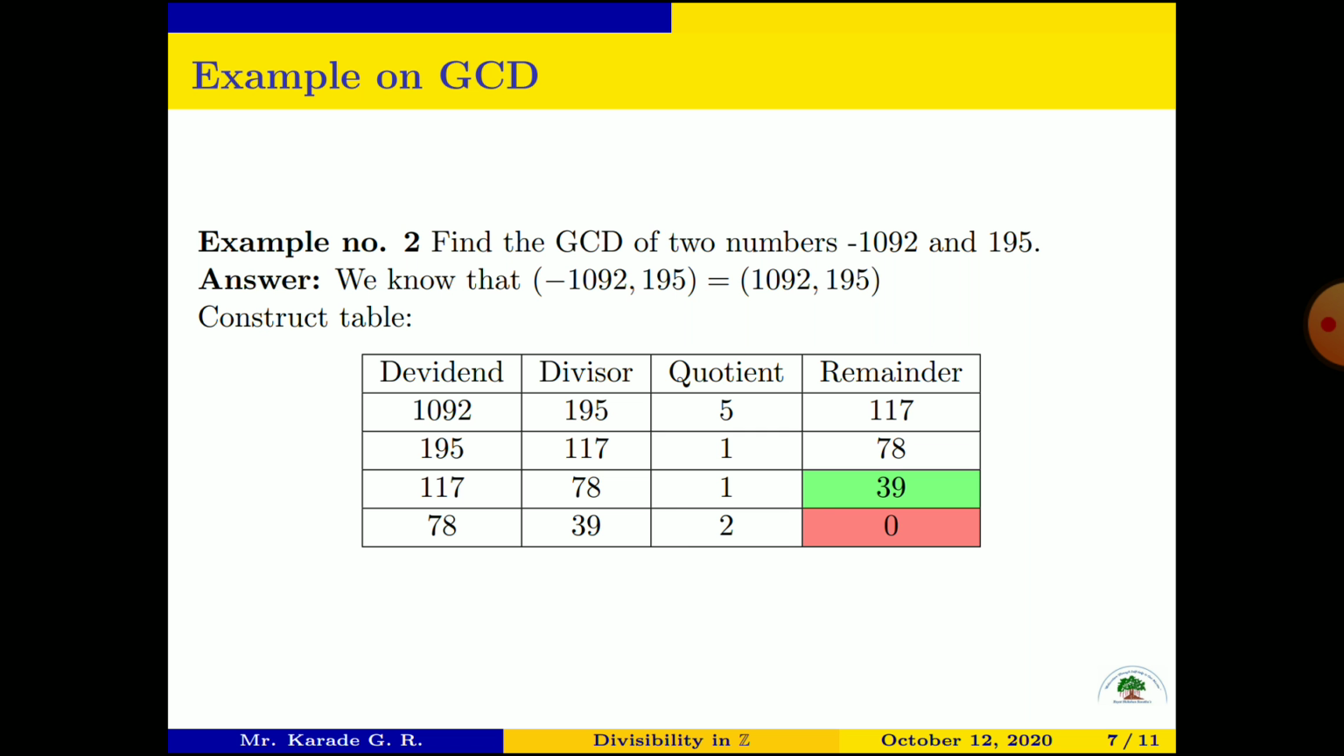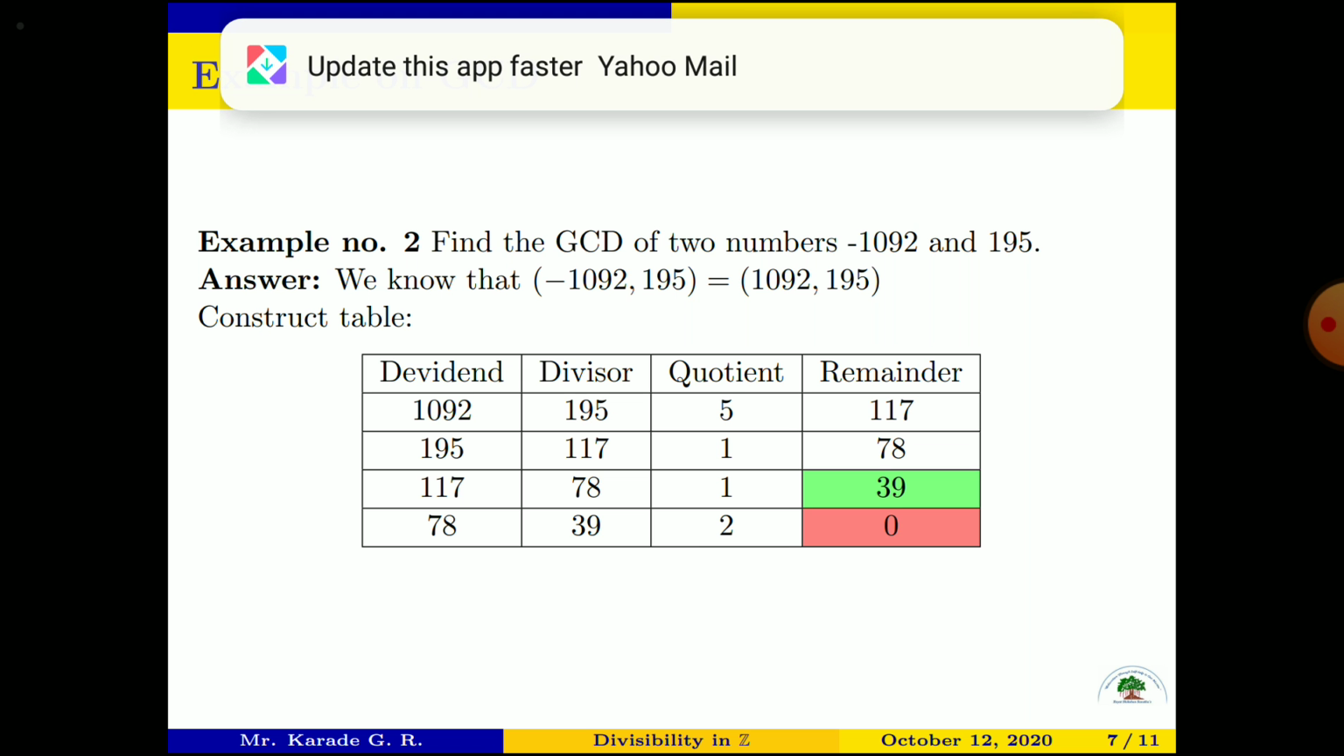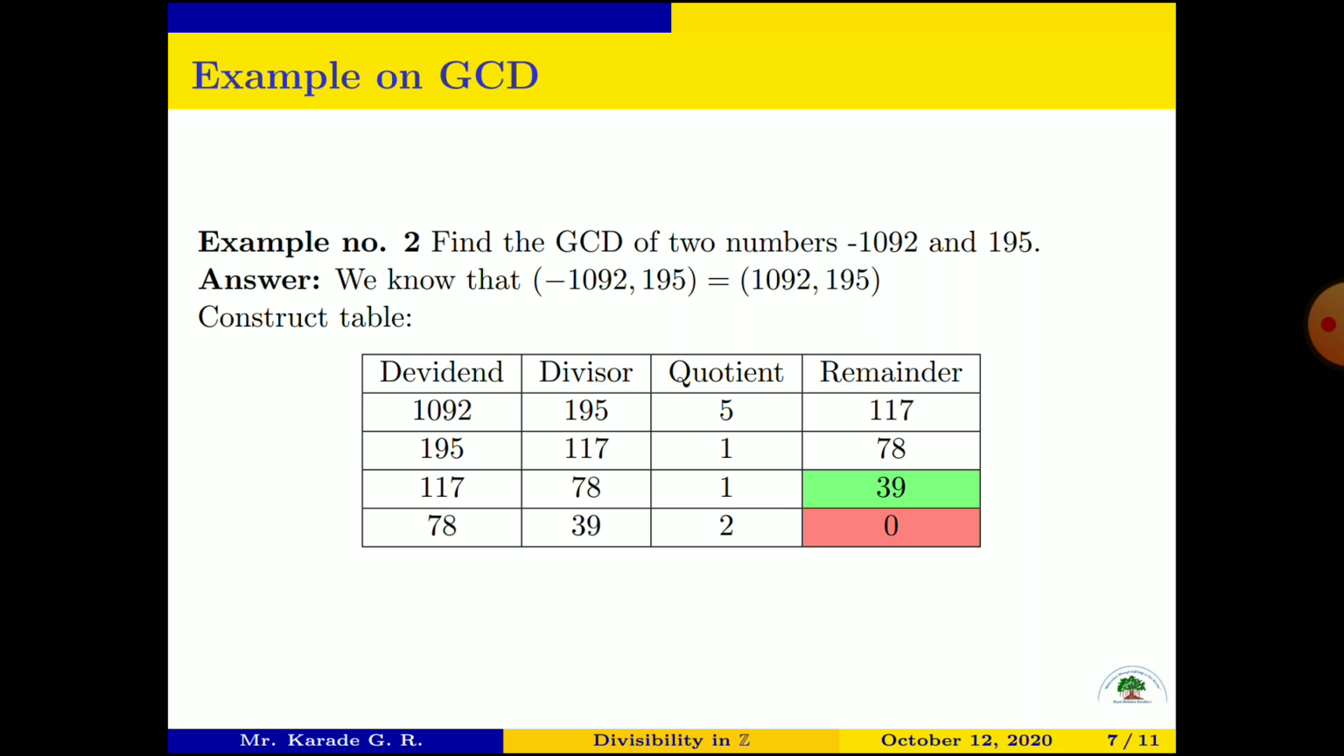So as soon as we get the remainder 0, in the second last row the remainder is 39, and that remainder is nothing but the GCD of the given two numbers. So in this example, the green cell 39 gives the GCD of the two numbers 1092 and 195.